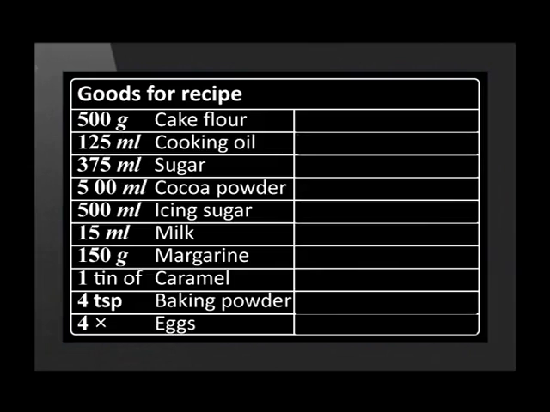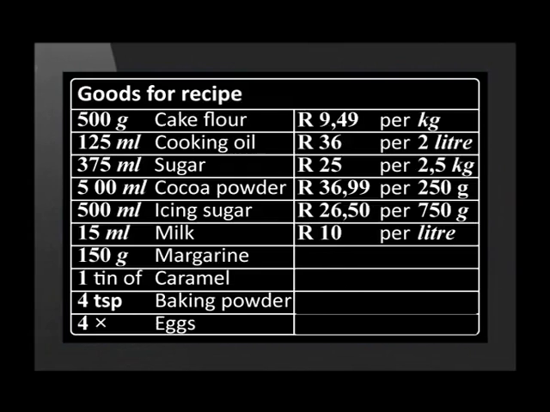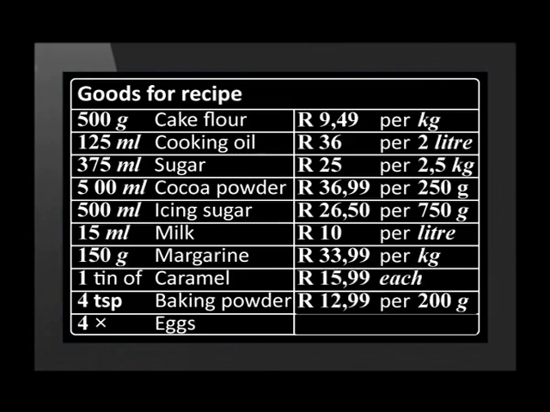She buys the following ingredients to bake her cakes: cake flour, 9 rand 49 cents per kilogram, cooking oil, 36 rand per 2 liter, sugar, 25 rand per 2,5 kilograms, cocoa powder at 36 rand and 99 cents per 250 grams, icing sugar at 26 rand and 50 cents per 750 grams, milk at 10 rand per liter, margarine at 33 rand and 99 cents per kilogram, 1 tin of caramel at 15 rand and 99 cents, baking powder at 12 rand and 99 cents per 200 grams, and eggs at 28 rand per pack of 18.